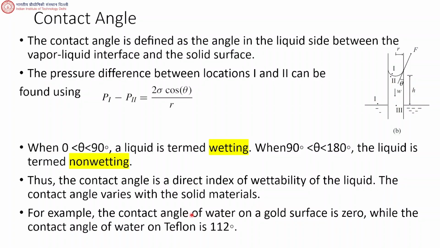So the contact angle of water on a gold surface is 0, while the contact angle of water on Teflon is 112 degrees. 112 degrees means it's more than 90 degrees. So it's non-wetting, correct? More than 90 degrees is non-wetting.